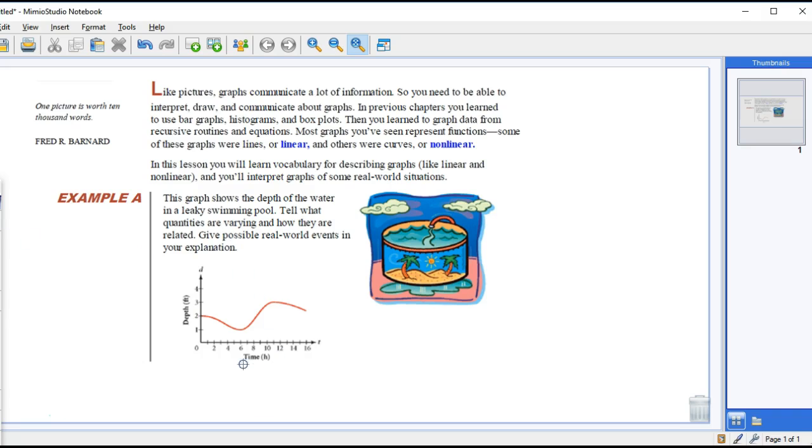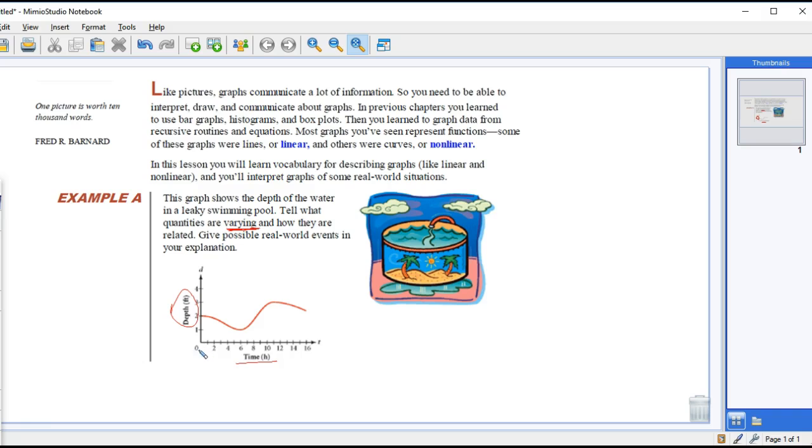Okay, so what I see in this graph is time and depth. Those are the two variables, the things that are going to be varying. Time is going to be increasing, and the depth of the water seems to be decreasing and then increasing and then decreasing again. All right, so let's start to talk about some quantities that we see.